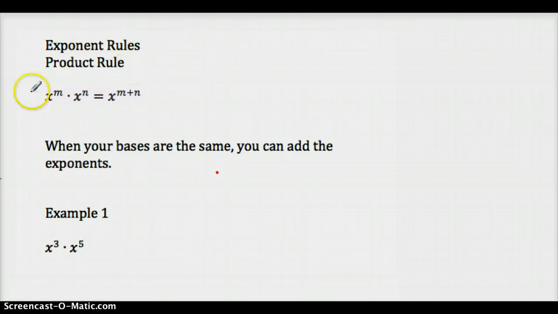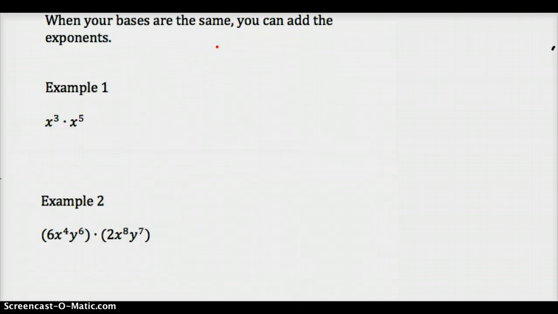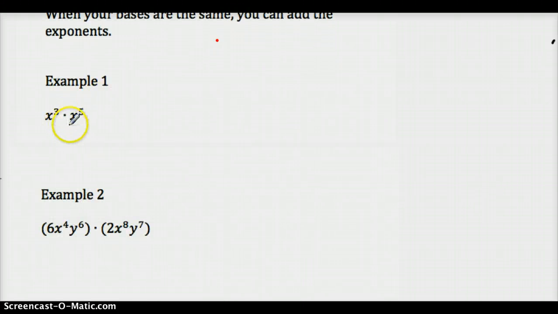So essentially, when your bases are the same, base being the number getting raised to the exponent, you add your exponents together. So when your bases are the same, you add the exponent. So let's do a couple. We have x to the third times x to the fifth. My base of x is the same in both, so that's just going to become x to the eighth.